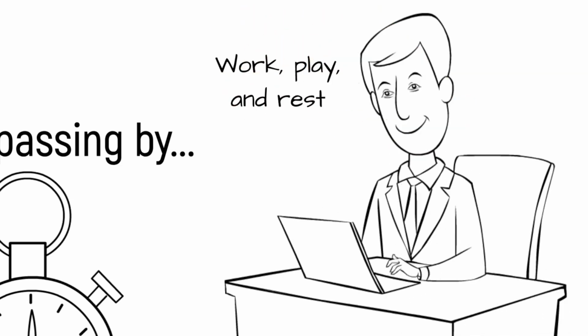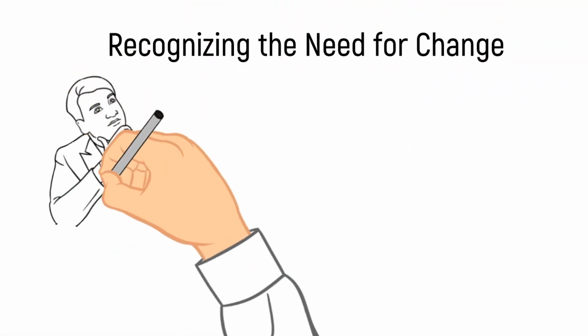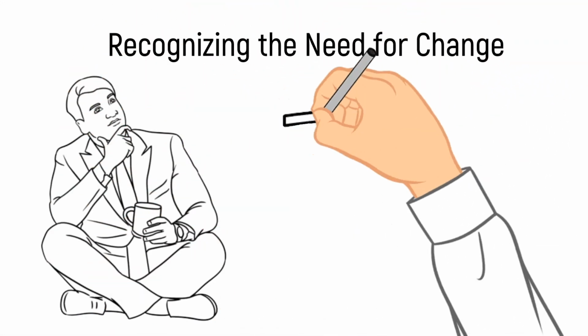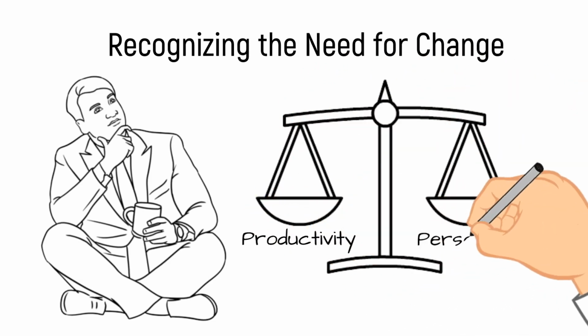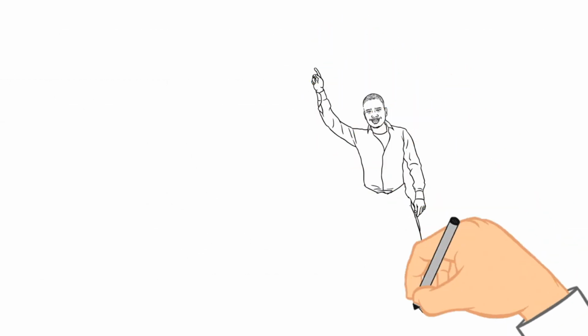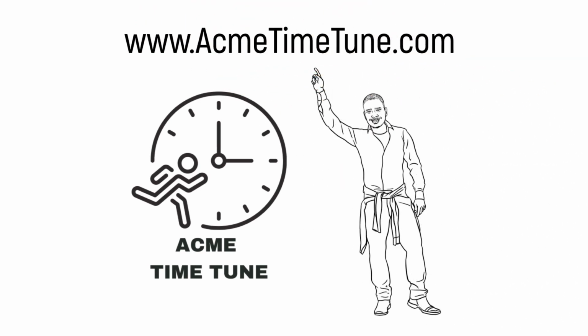It's possible, and the first step is recognizing the need for change. Effective time management isn't just about doing more, it's about creating a balanced life where productivity and personal time coexist harmoniously. Curious to see how you can enhance your daily productivity? Discover more with Acme Time Tune and unlock the secret to effortless scheduling. Visit our website to learn how to harmonize your work-life balance effortlessly.